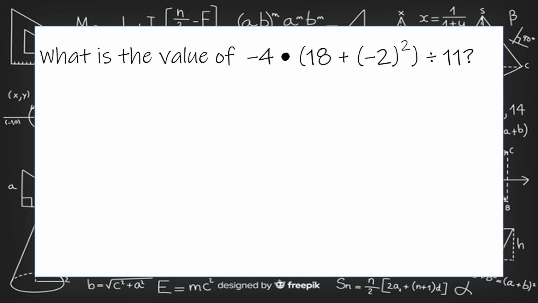What is the value of negative 4 times the quantity of 18 plus negative 2 squared, divided by 11? We're going to start by rewriting everything except for our first step, which is going to be negative 2 squared.